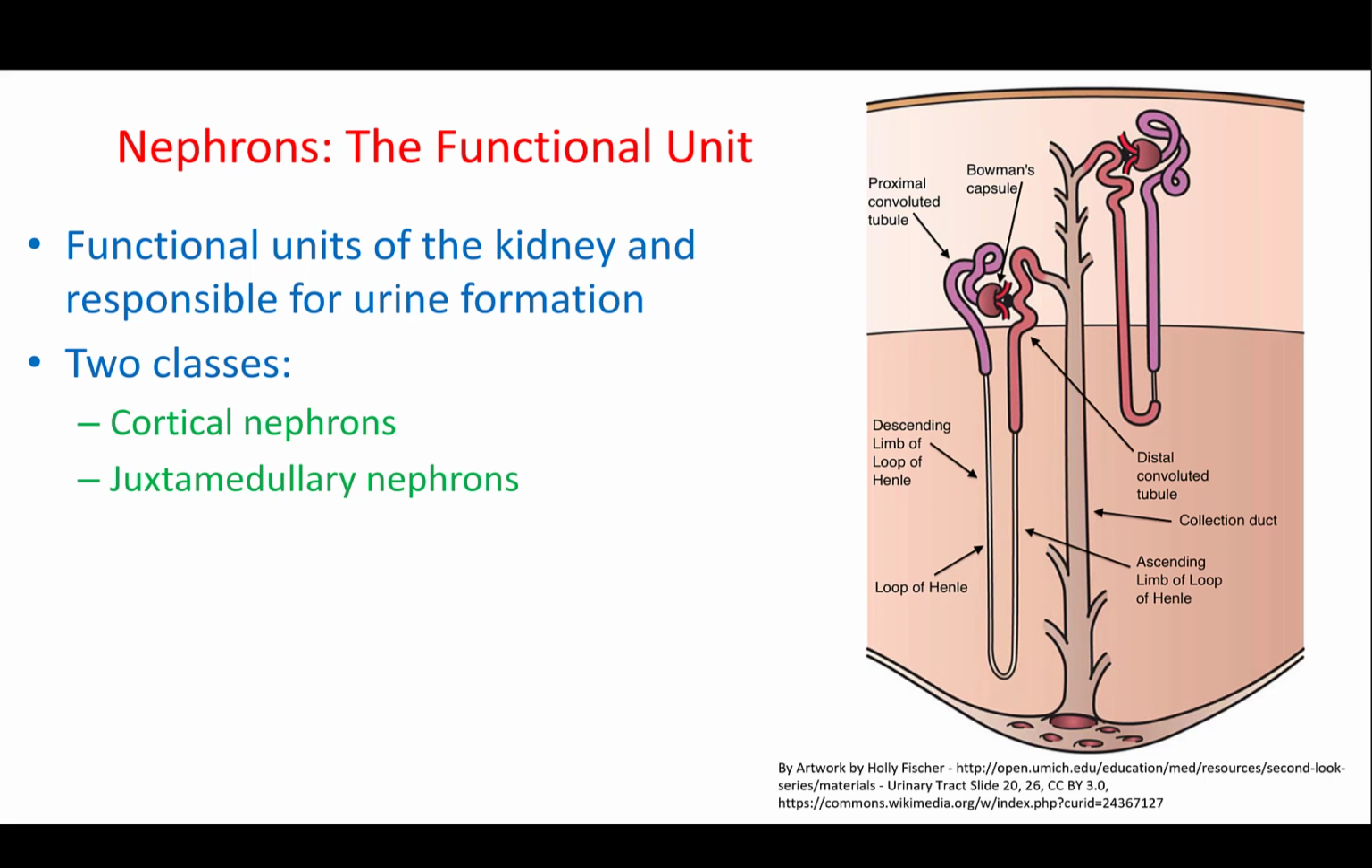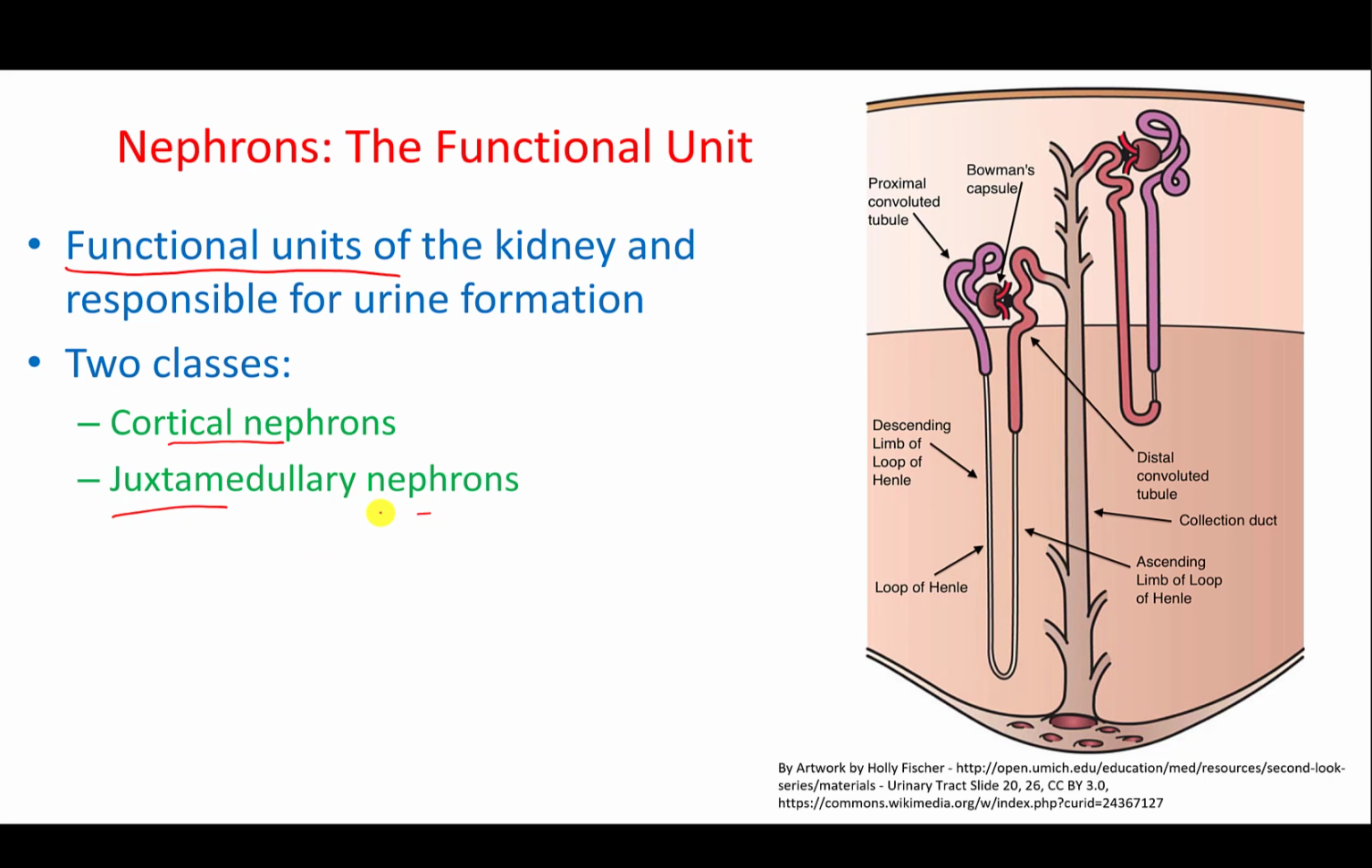Let's see now the nephrons. And the nephrons, as I mentioned earlier, these are the ones responsible for urine formation. So these are the functional units of the kidneys. And we have two classes of nephrons. We have cortical nephrons and juxtamedullary nephrons.